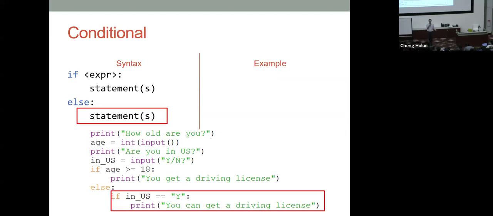Okay? So if you are not 18 years old, that means I'm less than 18 years old, you can still ask, are you in the US? If in the US is true, then you can actually still try to get the driving license. Of course, you need to be over 16 now. But the point I want to illustrate is here: this else and then if is very clumsy, not good looking.